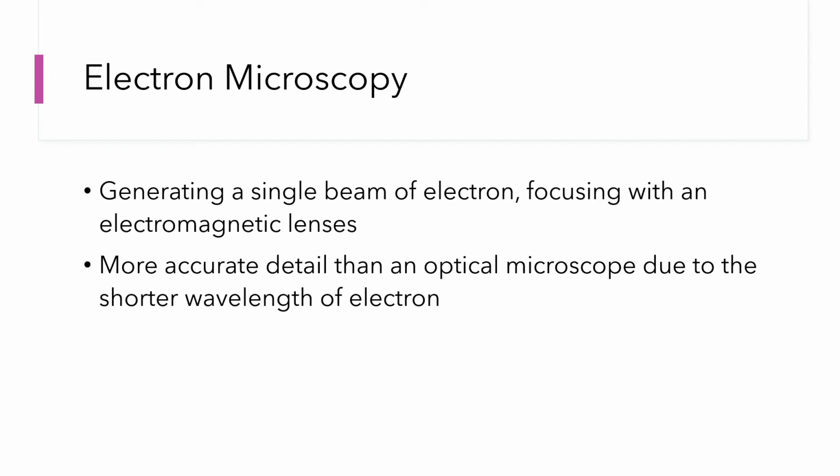Electron microscopy works by generating a single beam of electrons, focused by electromagnetic lenses, and firing it at a sample. The electrons then interact with the nanoscale components. This method allows us to visualize samples in much more detail than an optical microscope, because electrons have shorter wavelengths than photons. Therefore, electron microscopy helps us observe more details in the cellular and molecular structure.